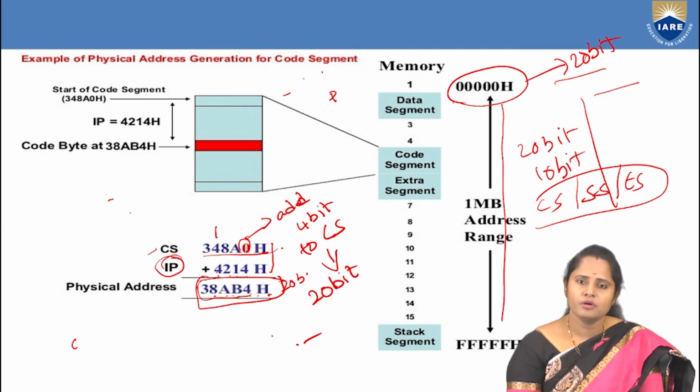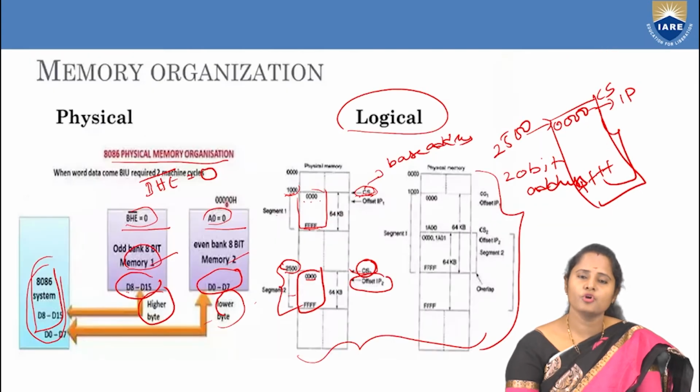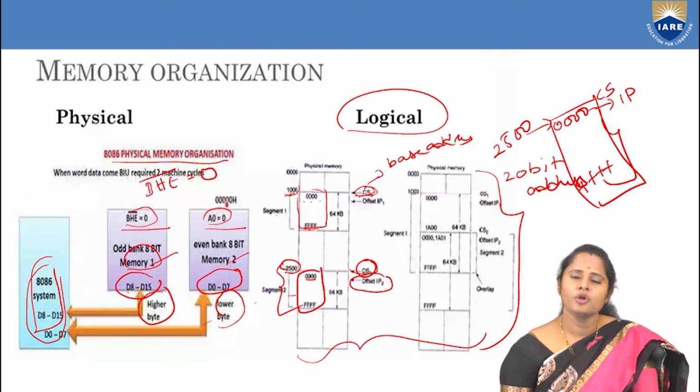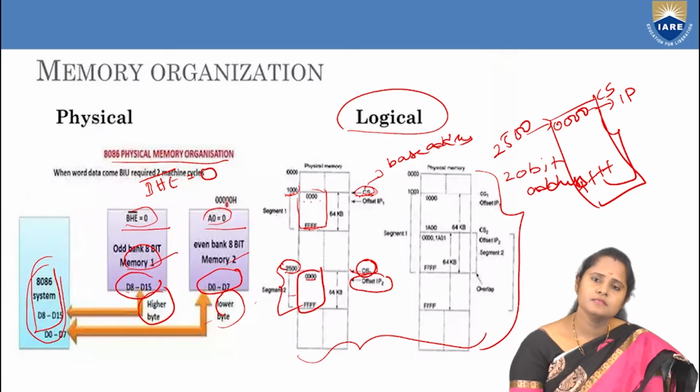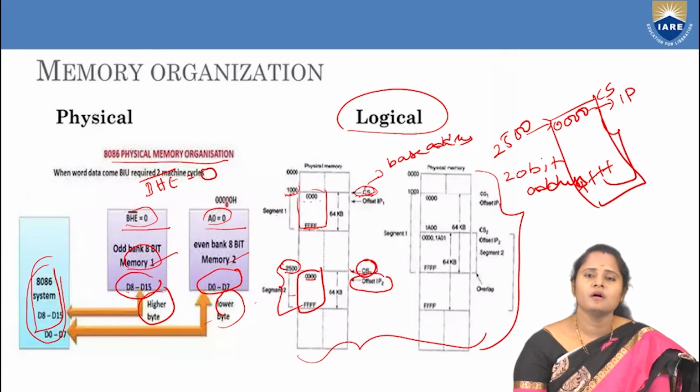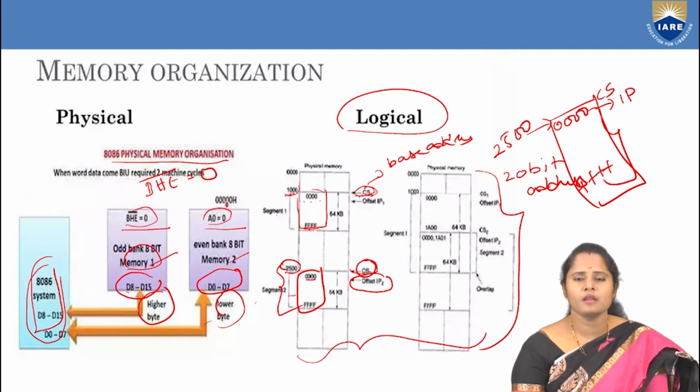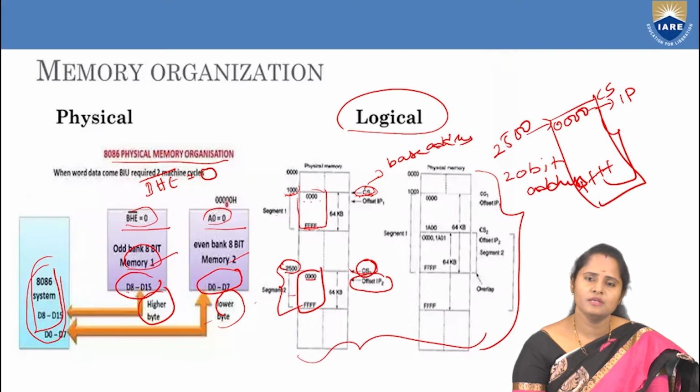So our memory organization in the physical type is divided into even banks and odd banks, and in the logical way it is divided into 16 logical segments, each of 64 kilobytes. We can access the physical memory organization, which is divided into banks, by using the A0 and BHE pins, which are connected to the even bank and odd bank, and can access D0 to D7, the lower byte, and D8 to D15, the higher byte.